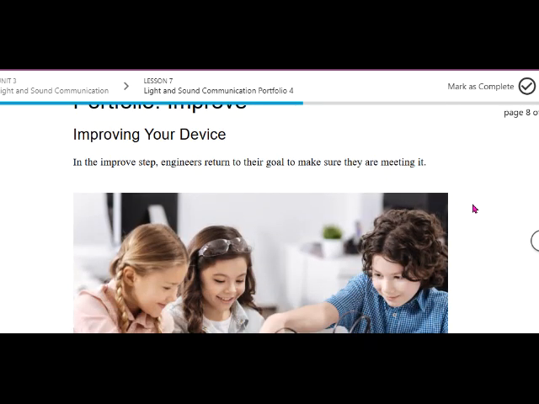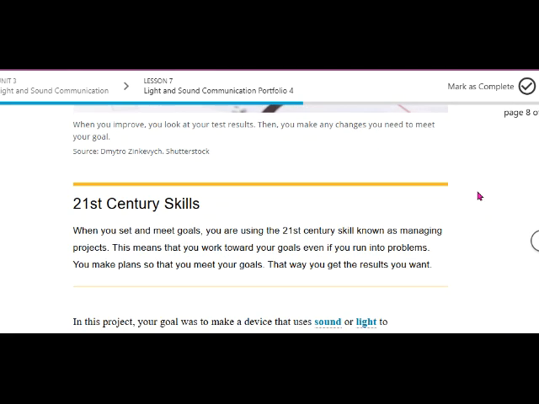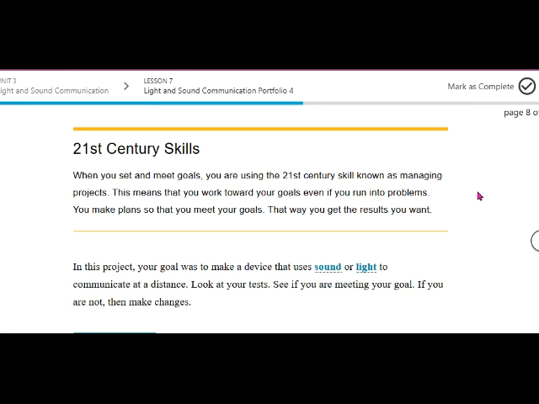Improving your device. In the improve step, engineers return to their goal to make sure they are meeting it. When you set and meet goals, you are using the 21st century skill known as managing projects. This means that you work toward your goals even if you run into problems. You make plans so that you meet your goals. That way, you get the results you want.